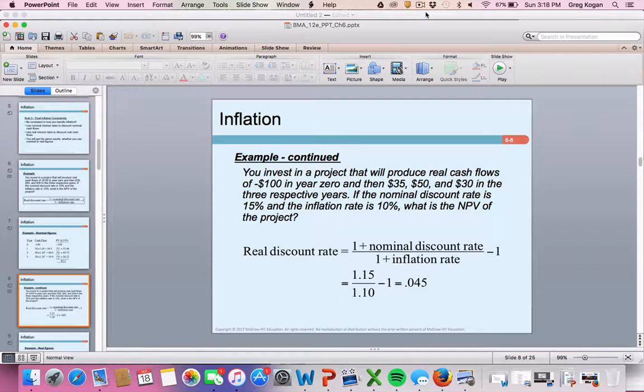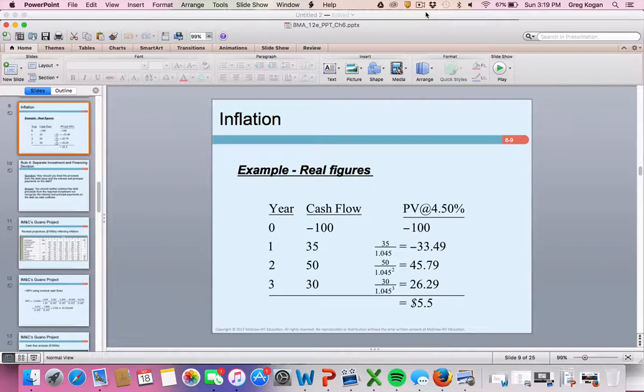Example: you invest in a project that will produce real cash flows of negative 100, then 35, 50, and 30 in the 3 respective years. If the nominal discount rate is 15% and the inflation rate is 10%, what is the NPV of the project? So basically the real discount rate is 1.15 over 1.1 minus 1, which is equal to 0.045, and that's what we're using.